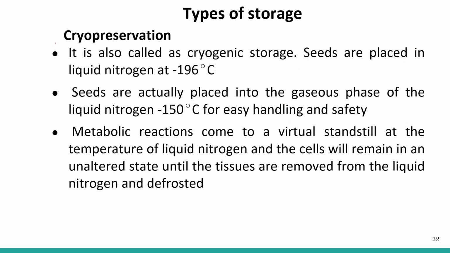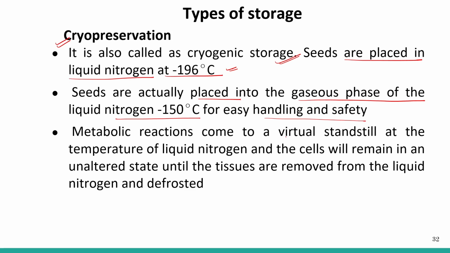Okay, next is cryopreservation. This is also called cryogenic storage. Seeds are placed in liquid nitrogen at minus 196 degrees centigrade, a very low temperature. Seeds are actually placed into the gaseous phase of the liquid nitrogen, that is minus 150 degrees centigrade, for easy handling and safety.